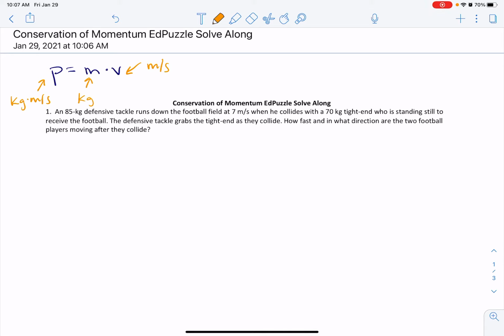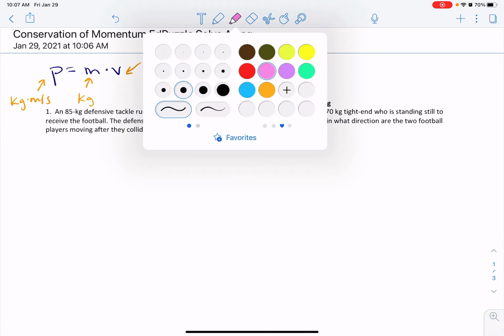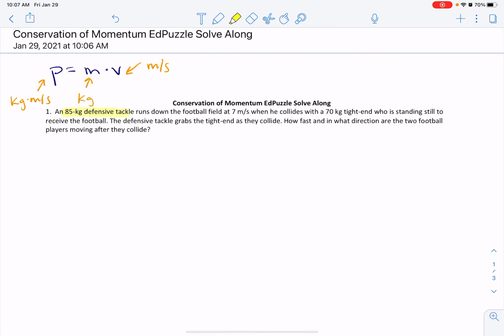All right, let's try and do this problem. We have an 85 kilogram defensive tackle who runs down the football field at 7 meters per second when he collides with a 70 kilogram tight end who is standing still to receive the football. The defensive tackle grabs the tight end and they collide. Okay, so they grab. How fast and what direction are the two football players moving after they collide?